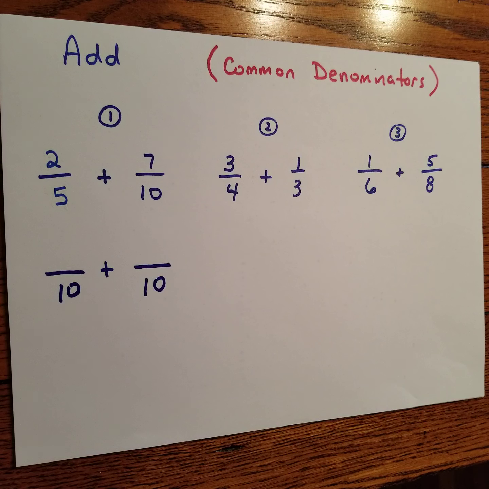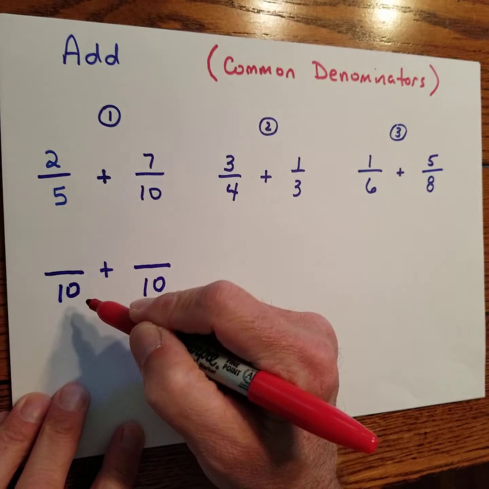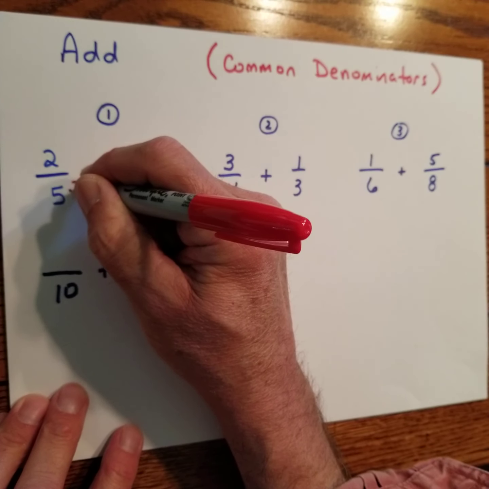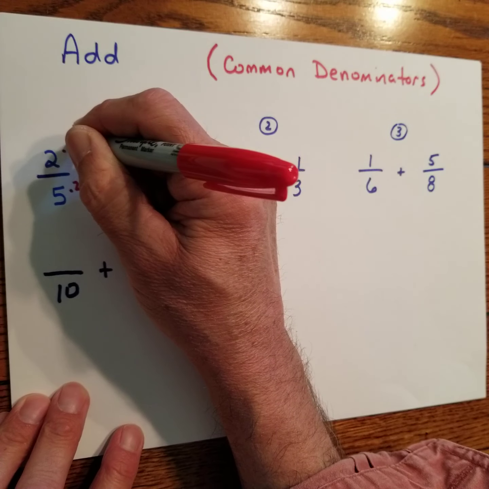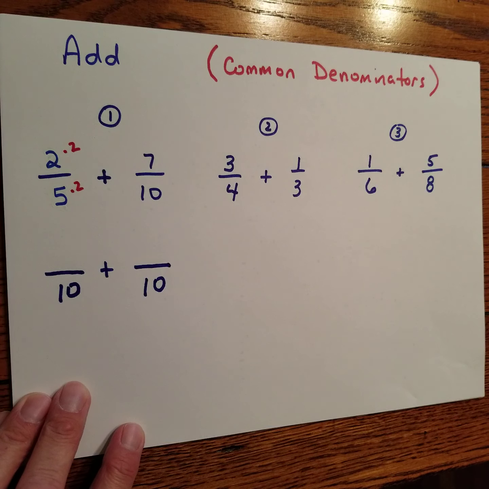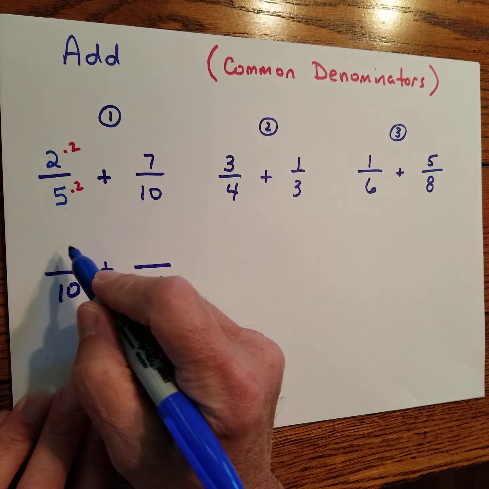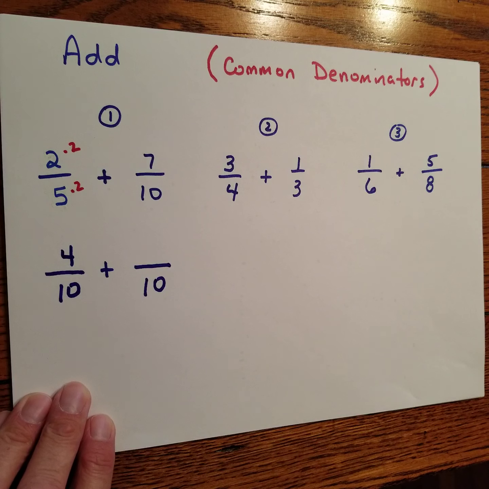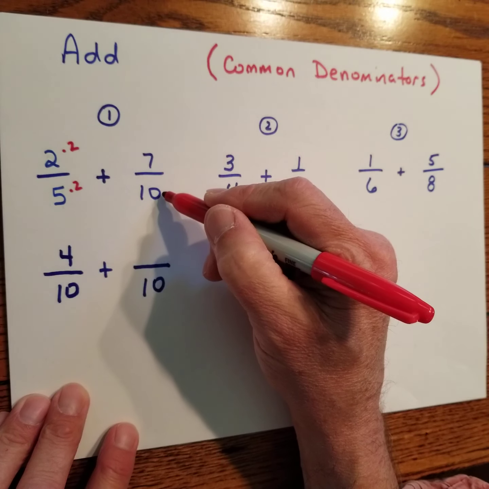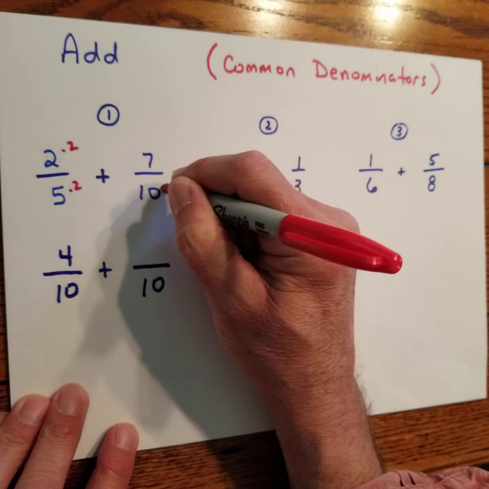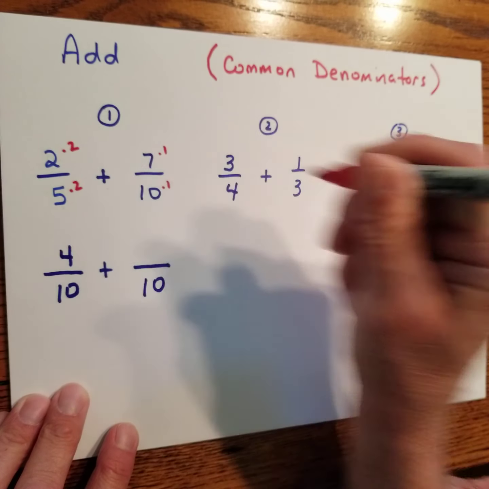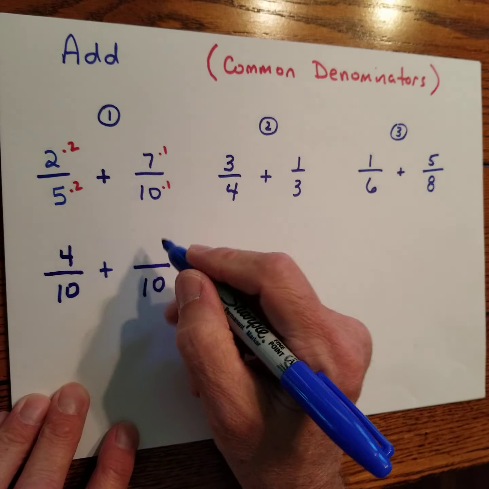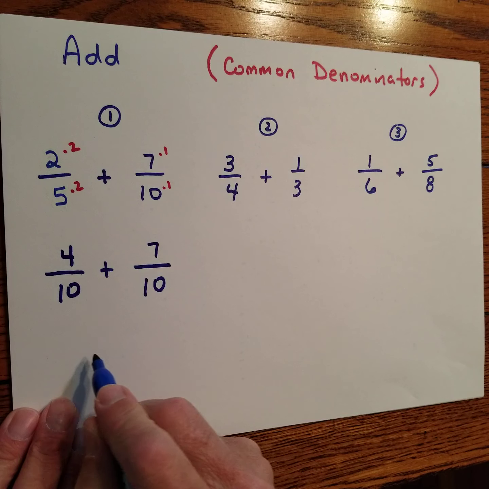Now get the numerators. What do you multiply times 5 to get 10? Is 2. Then we must multiply the numerator also by 2. 2 times 2, 4. What do you multiply times 10 to get itself? Is 1. So we'll multiply the top by 1. 7 times 1 is 7.